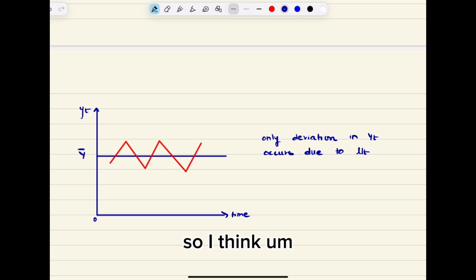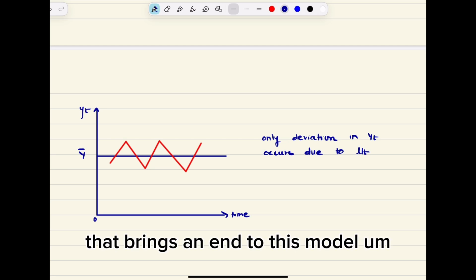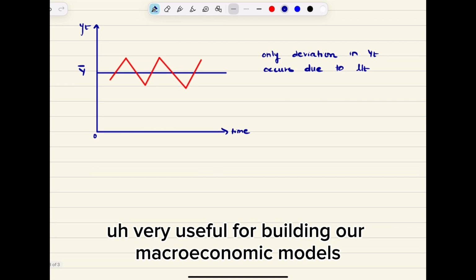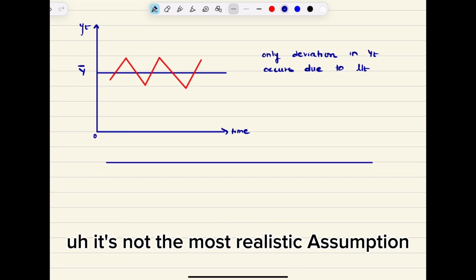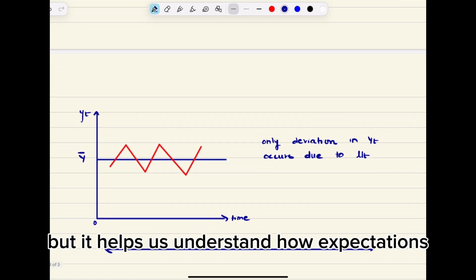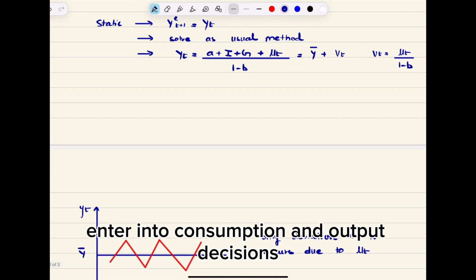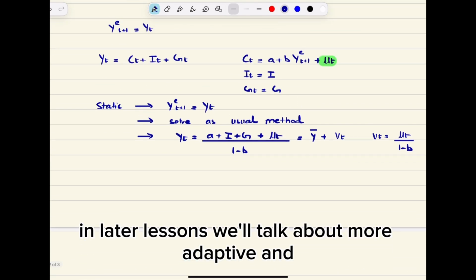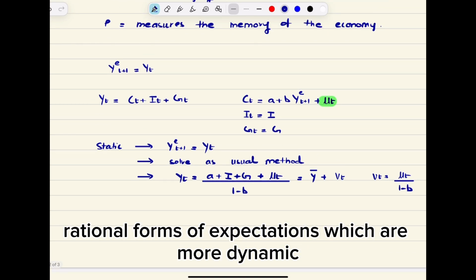So I think that brings an end to this model. It's very simple, clean, and very useful for building our macroeconomic models. It's not the most realistic assumption, but it helps us understand how expectations enter into consumption and output decisions. In later lessons, we'll talk about more adaptive and rational forms of expectations, which are more dynamic.